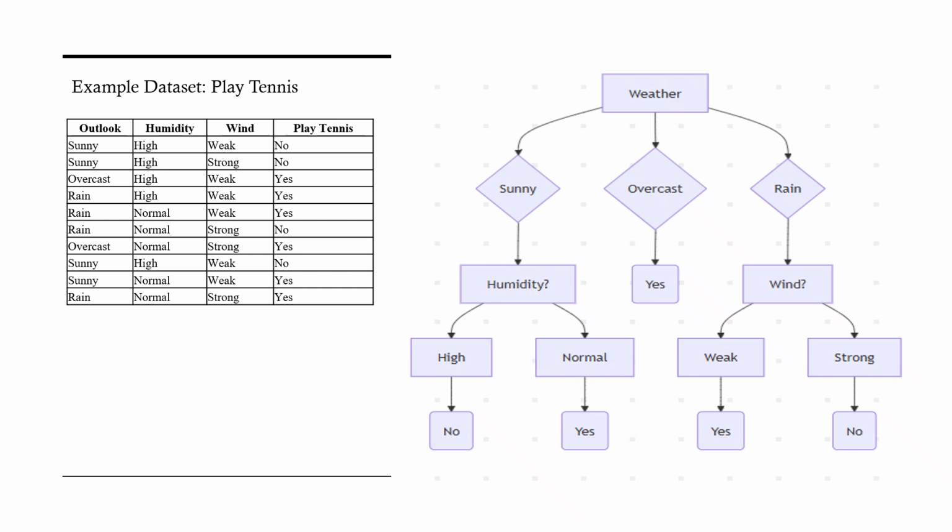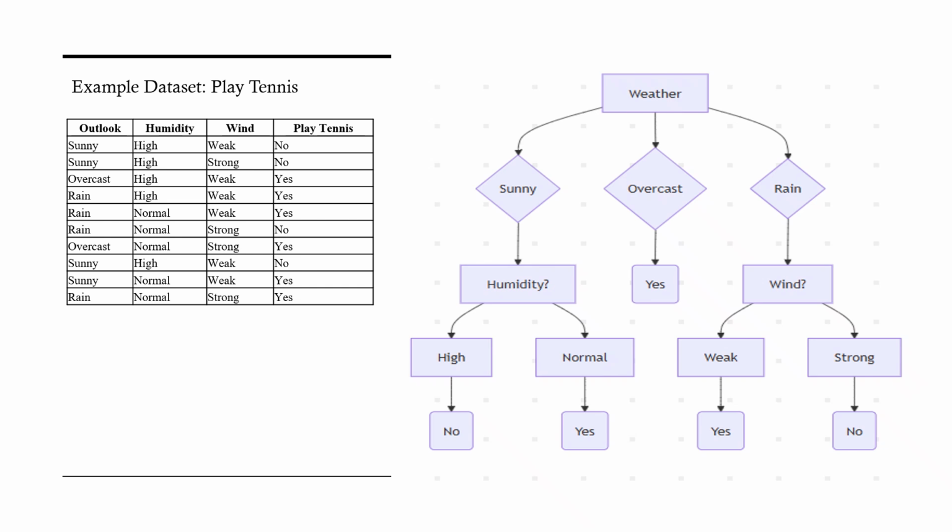We are collecting the attributes. The first attribute is outlook, the next is humidity, the third is wind, and the fourth is playing tennis, that is, whether to play tennis under this outlook, humidity and wind category. If you take sunny first, under humidity level, if the humidity is high and the wind is weak, there is no point in playing tennis.